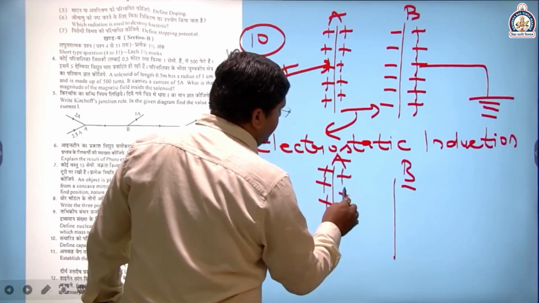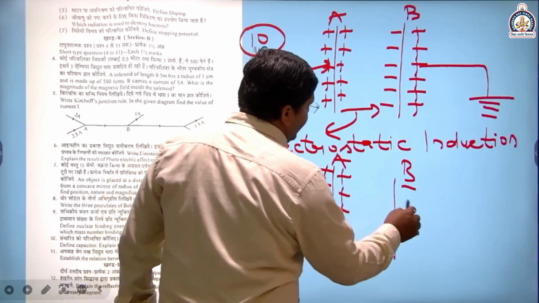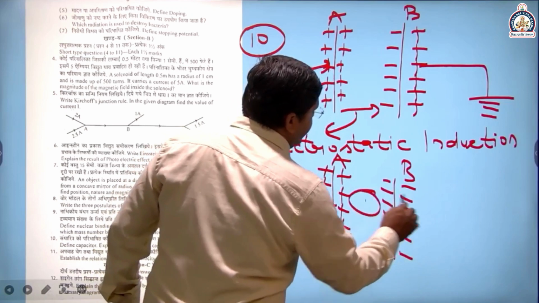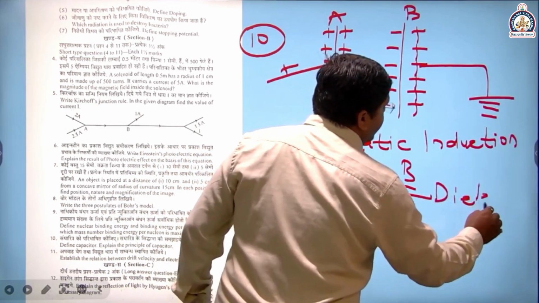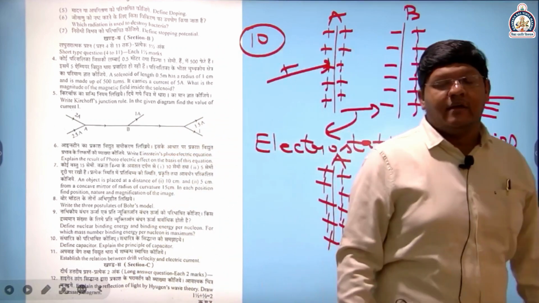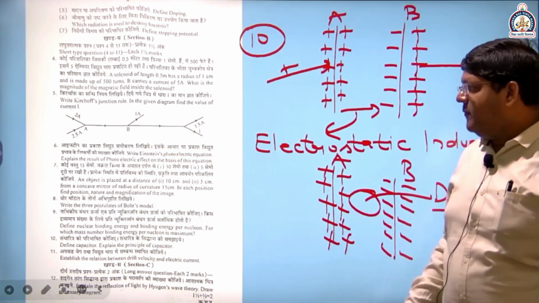Okay, this is the required diagram of a parallel plate capacitor, and in between this blank space there is a dielectric. Which material? Dielectric, which is used to separate the two charged plates. Okay, this is the principle of a capacitor.